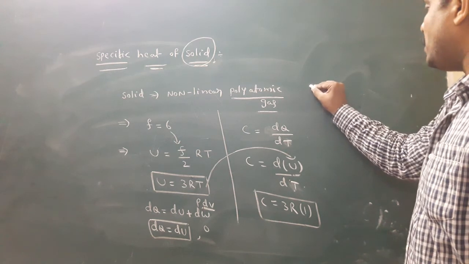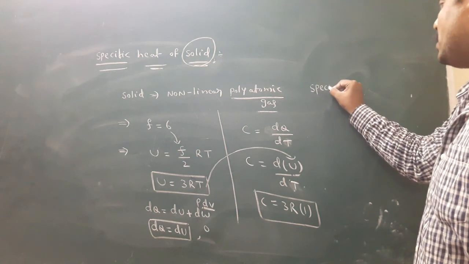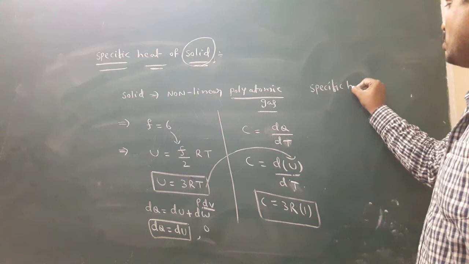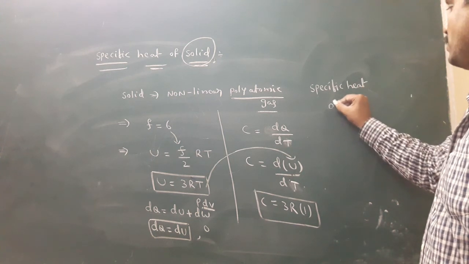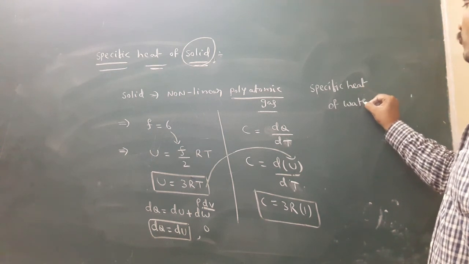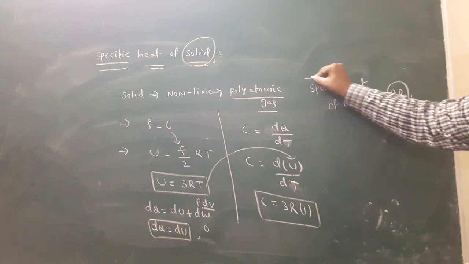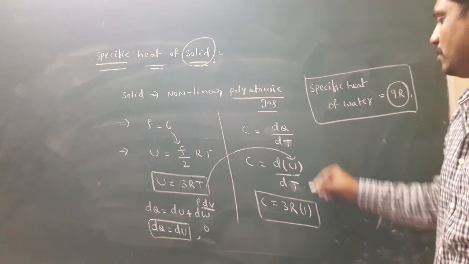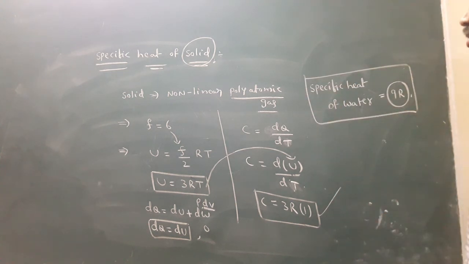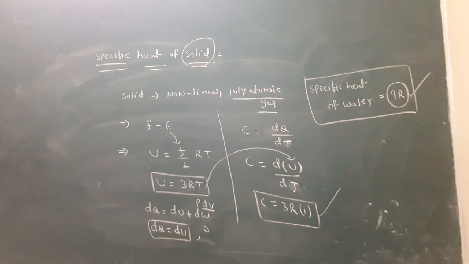Sometimes in the final exam they ask the question: specific heat of water. Directly I give 9R. Specific heat of solid is 3R. Specific heat of water is 9R.